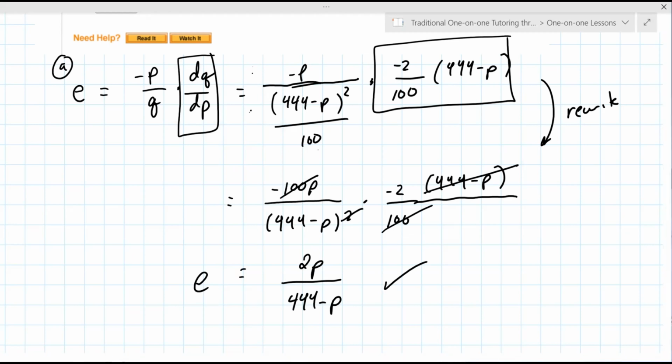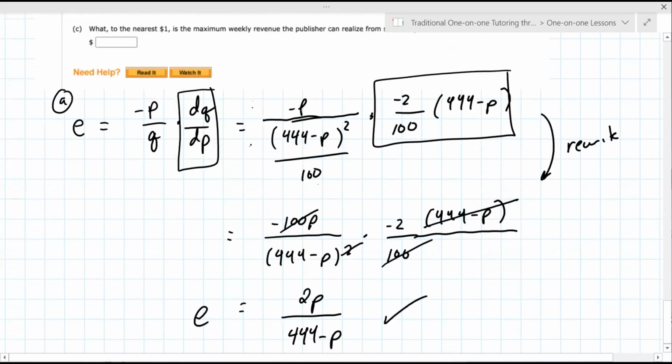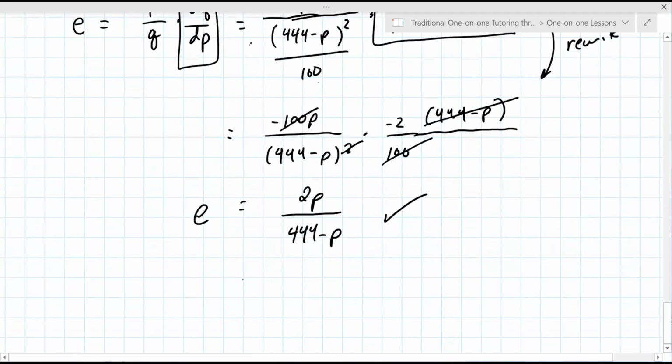Now that's not the answer to part A. Part A is to use your E and see how price is 36. You're going to substitute that in down here. So 2 times 36 over 444 minus 36.